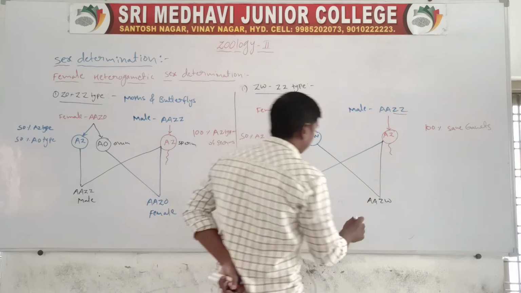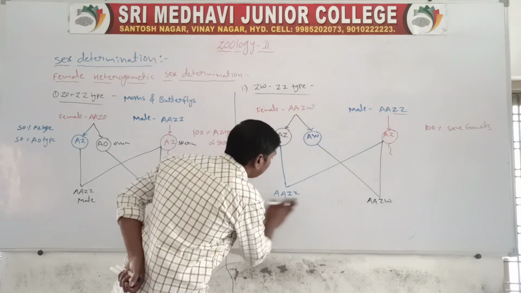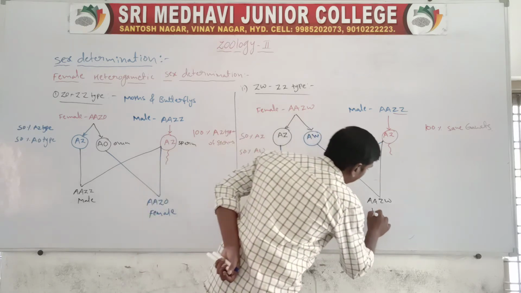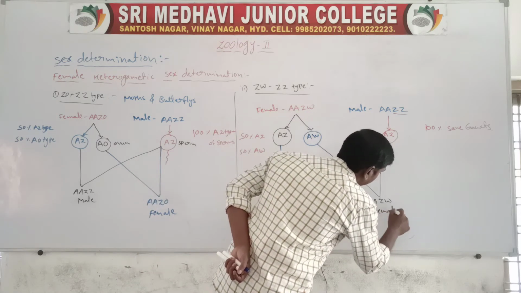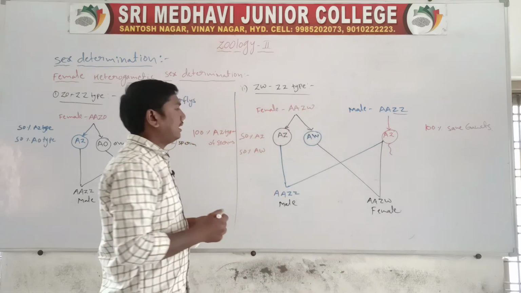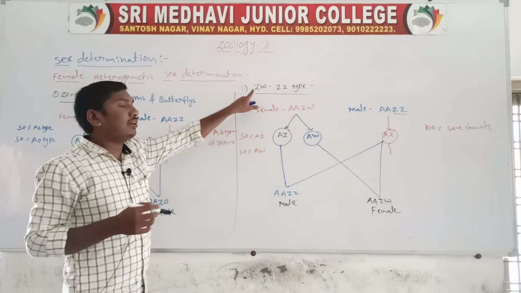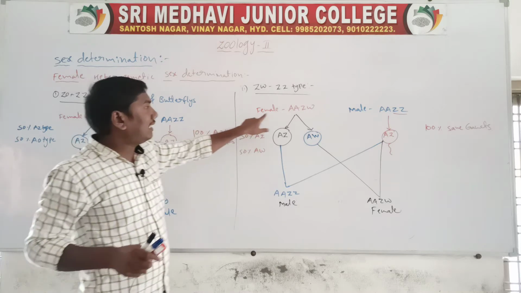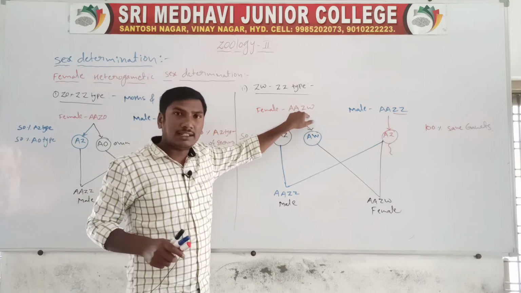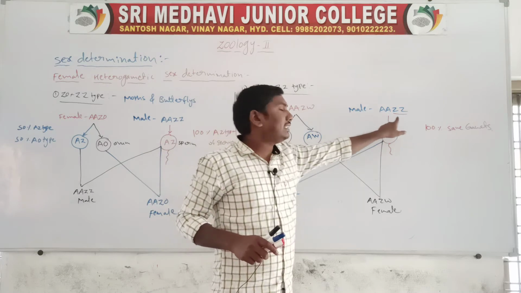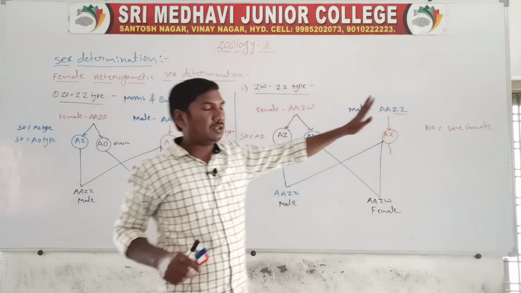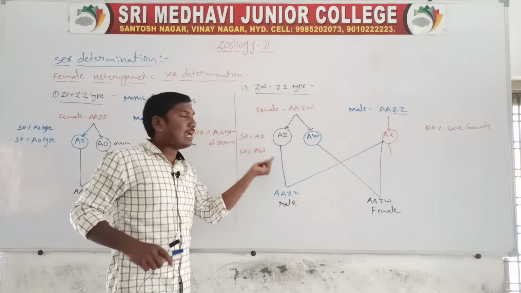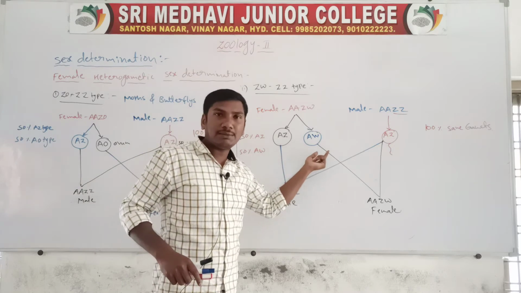So these are the male individuals, and these are the female individuals. The females are the ZW type, and the males are the ZZ type of chromosomes. So from the gametes, 50% are AZ type and 50% are AW type gametes.